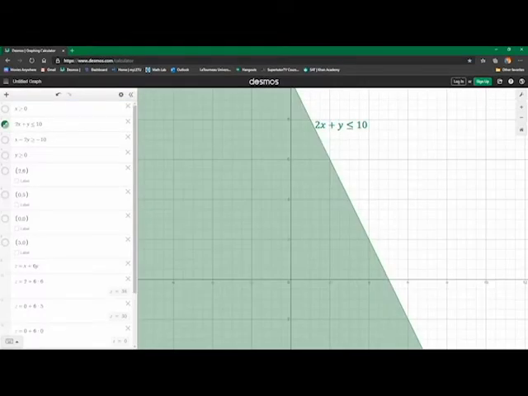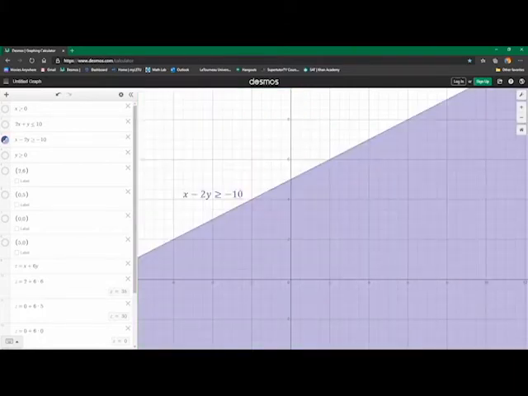In this slide, we are graphing the equation 2x plus y is less than or equal to 10. You can see the equation on the screen, so we do not get confused with different graphing equations that will be in the graph. We colored this function green. The next thing we will graph is x minus 2y is greater than or equal to minus 10. We colored this function purple and wrote down the equation on the screen as well.